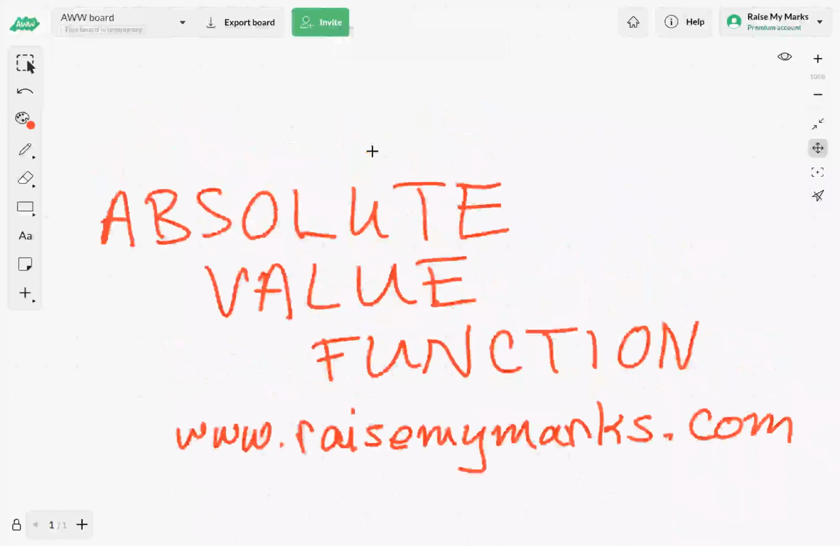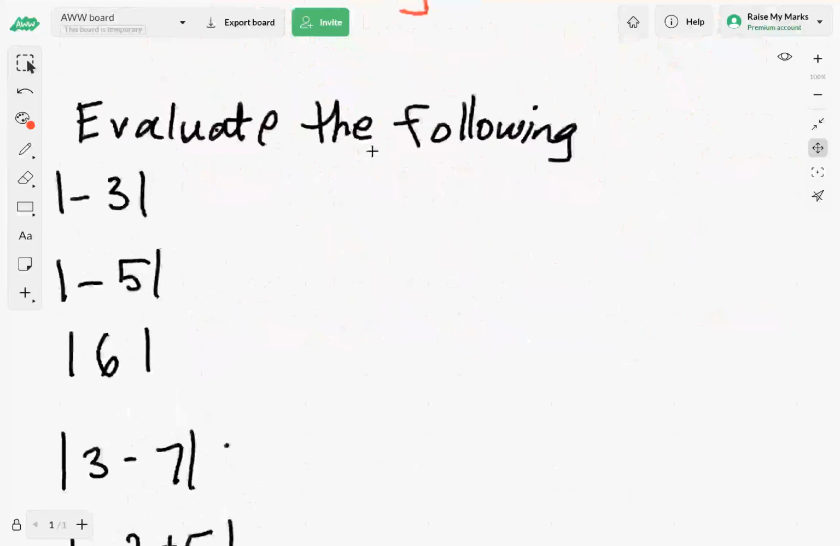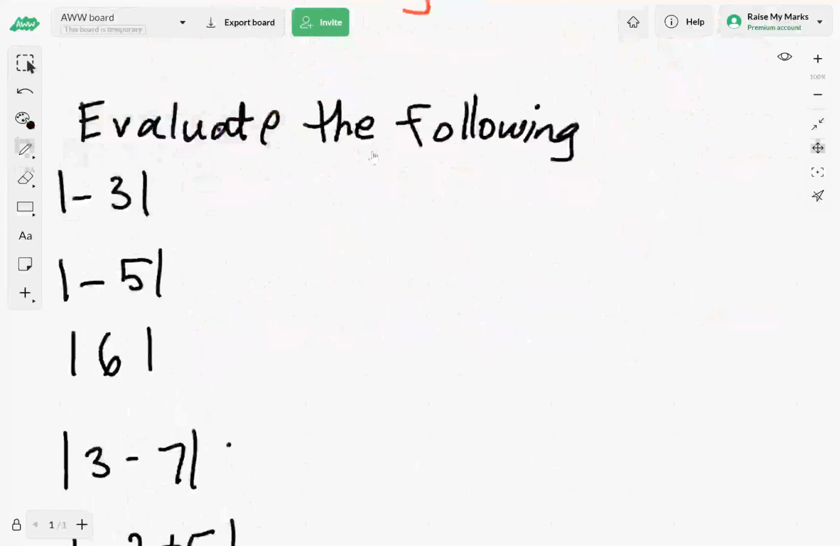So today we're going to look at the absolute value function. Let's have a look at this and do some exercises. All right, so let's start with some simple ones.